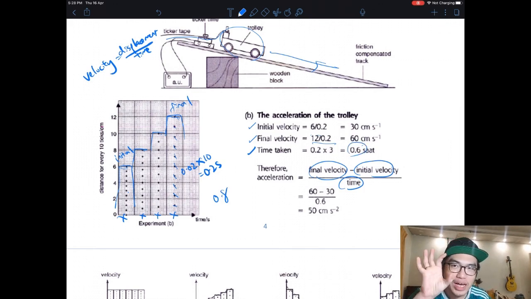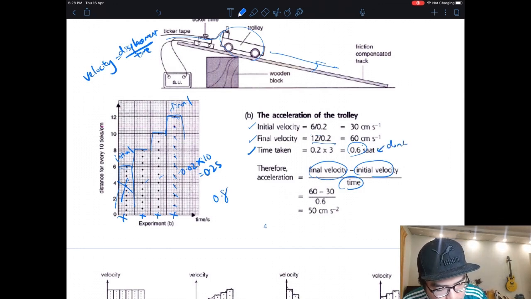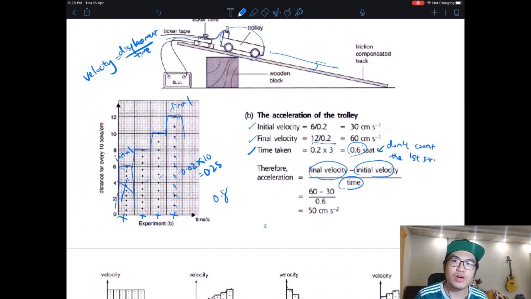When we count velocity, we don't count the first dot. When we count acceleration, we don't count the first strip. So the first strip is not included for time. How many strips here? 1, 2, 3. 3 strips. 3 times 0.2 is 0.6. So please take note here, don't count the first strip. If not, your answer will be wrong.